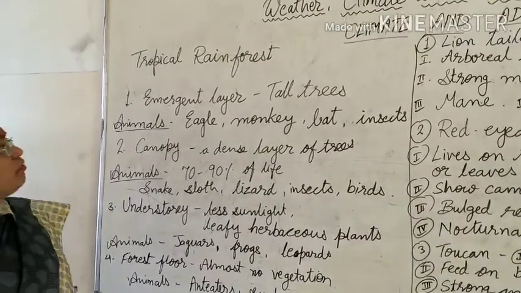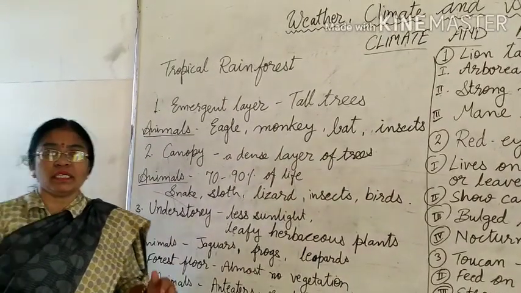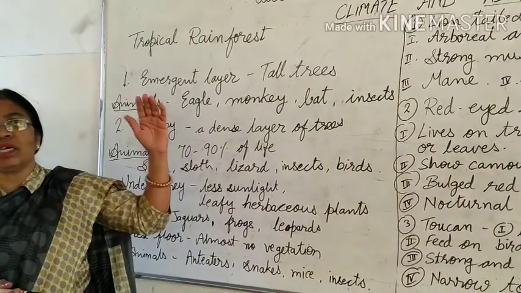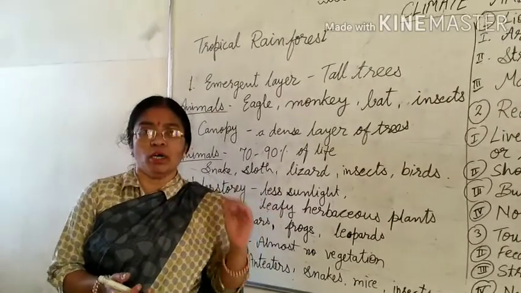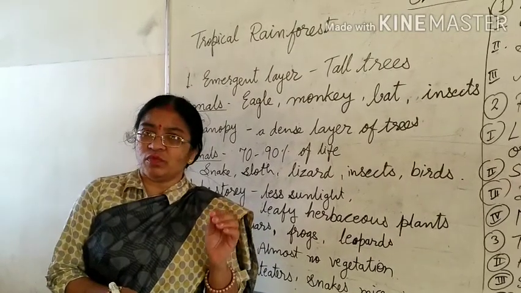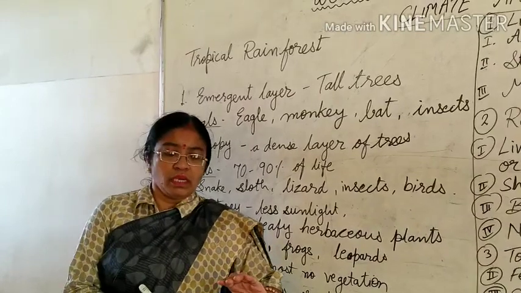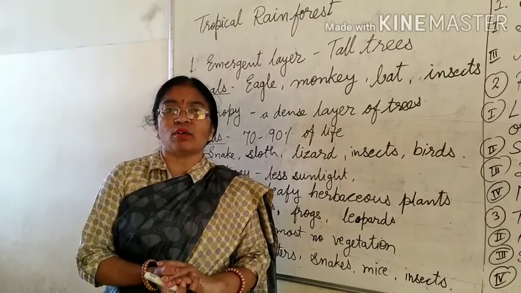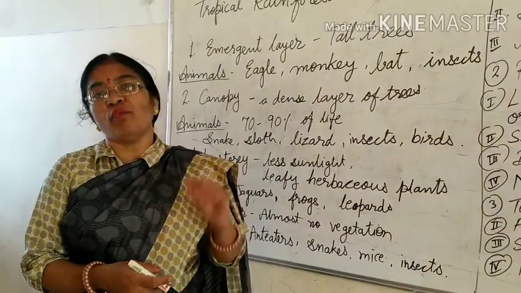Now, in tropical rainforest, we will observe 4 layers. That means here dense forests are found. Some trees are very tall, some are of medium size, and some are found in the form of herbs. Herbs means small plants in which the stem is very tender and can be bent in any direction. Such plants are called herbs. So in tropical rainforest we will observe the 4 layers.